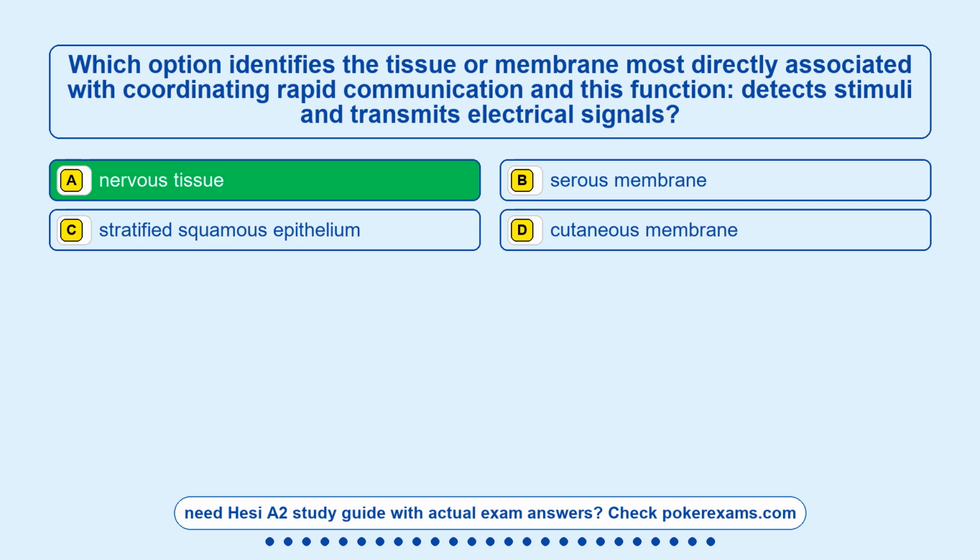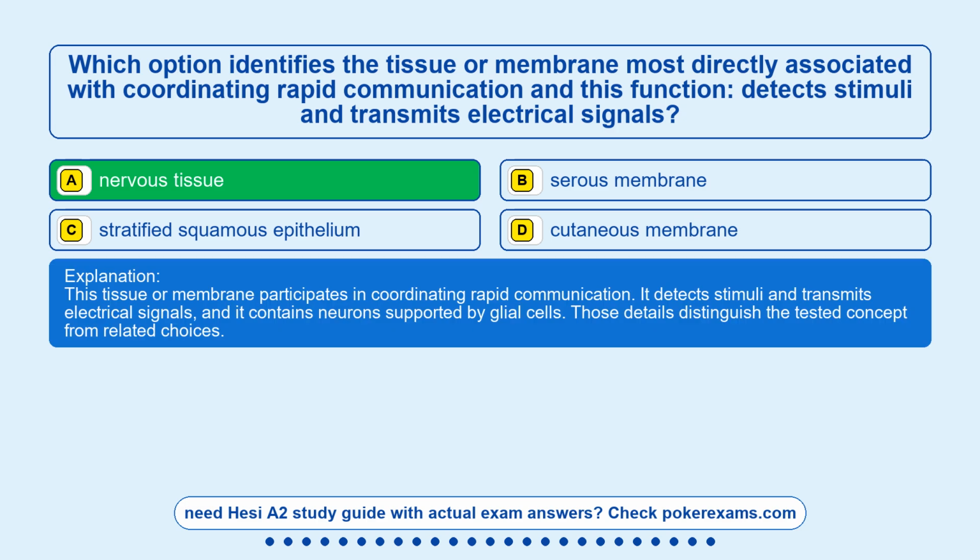Nervous tissue. This tissue or membrane participates in coordinating rapid communication. It detects stimuli and transmits electrical signals, and it contains neurons supported by glial cells. Those details distinguish the tested concept from related choices.